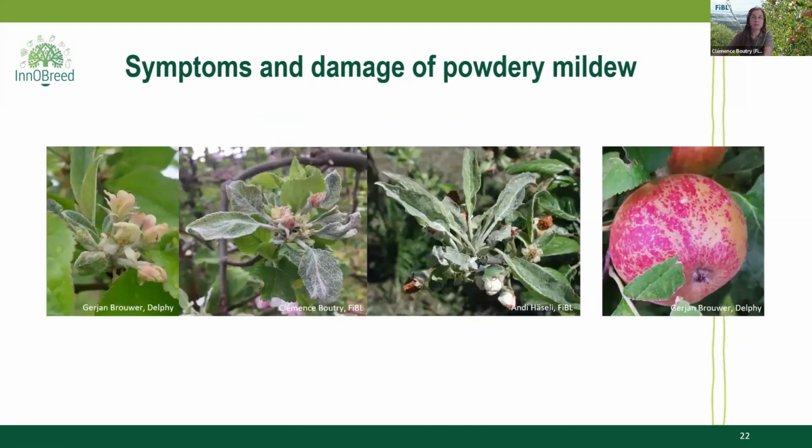These are the symptoms on leaves. So very early here, you still have some flower buds here. You have this white velvet layer of mycelium on the leaves. And with heavy infections, you can also have attack of the fruits.